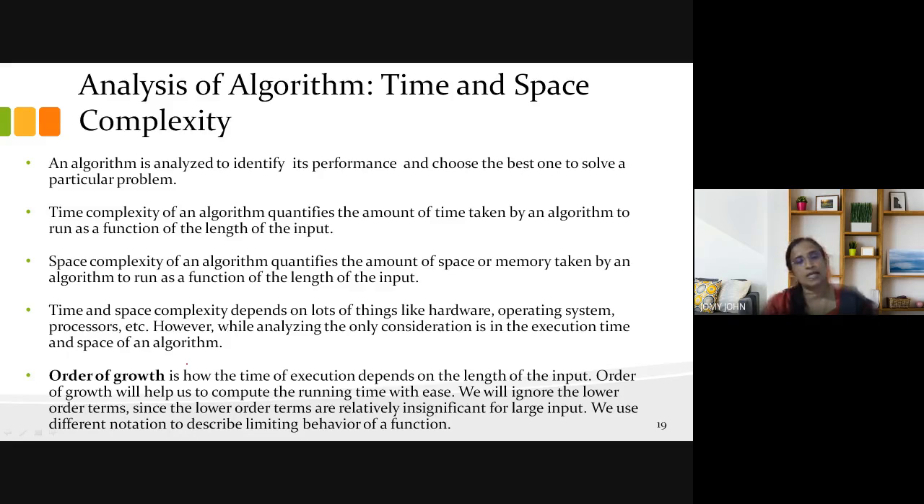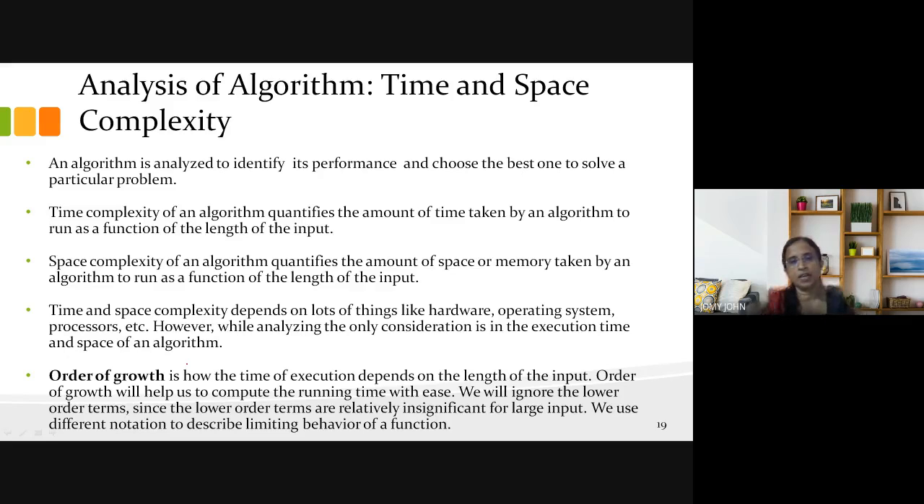Here, the time complexity and space complexity depend on a lot of things such as hardware, the operating system, processors, etc. But when we analyze, we consider only the execution time and space factor. If you write a very complex routine and run it on very good hardware, it will come out successfully in a small amount of time. But we are not analyzing that.